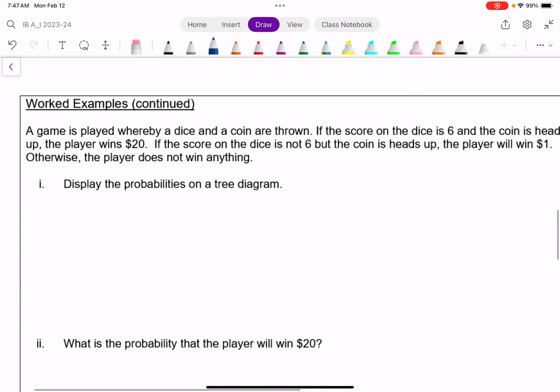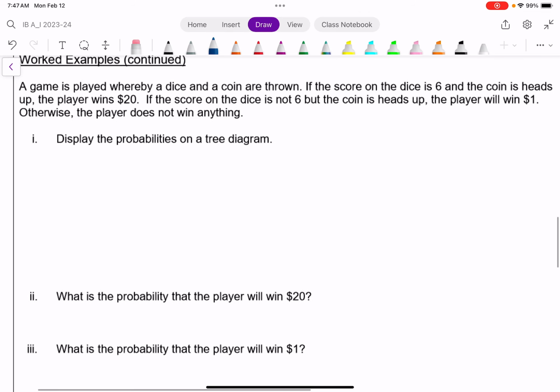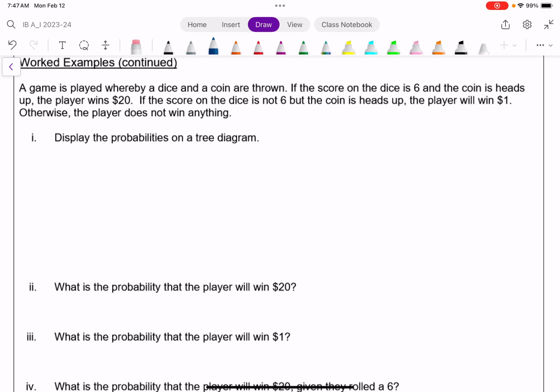All right, so in the back, a game is played whereby a dice and a coin are thrown. If the score on the dice is 6 and the coin is heads, the player wins $20. If the score on the dice is not 6, but the coin is showing heads, the player will win $1. Otherwise, the player does not win anything.